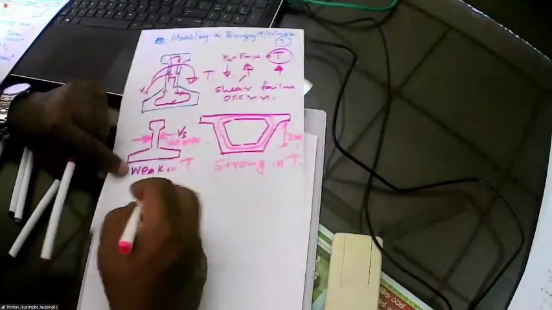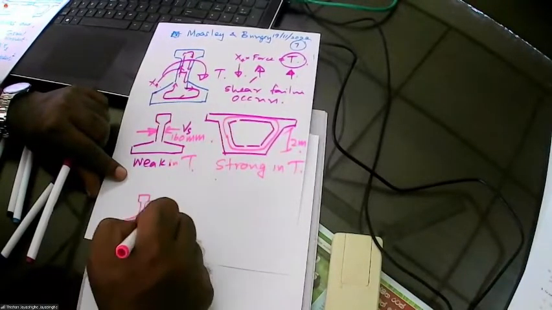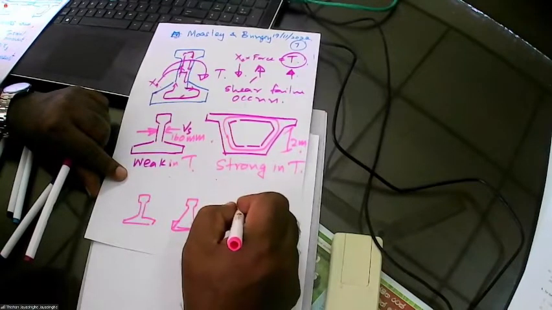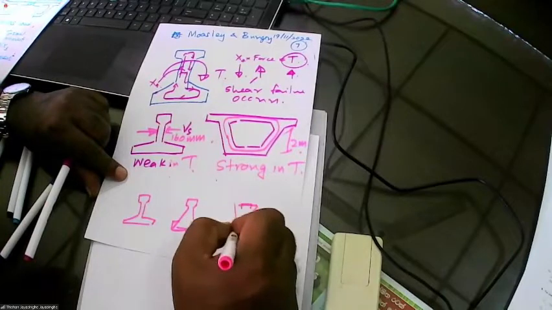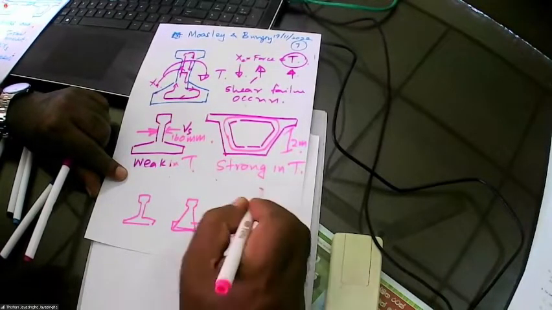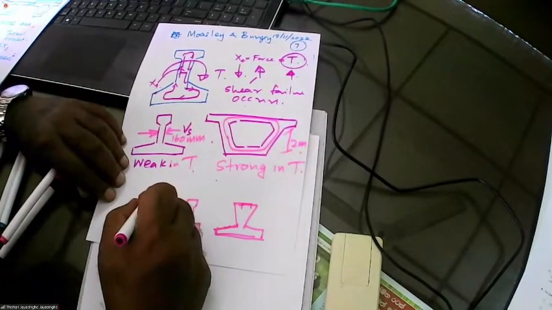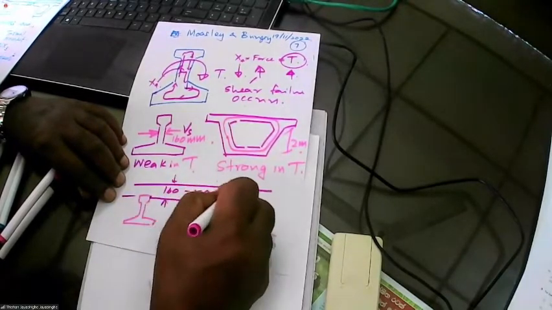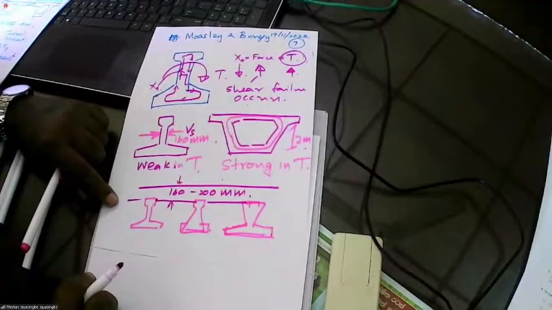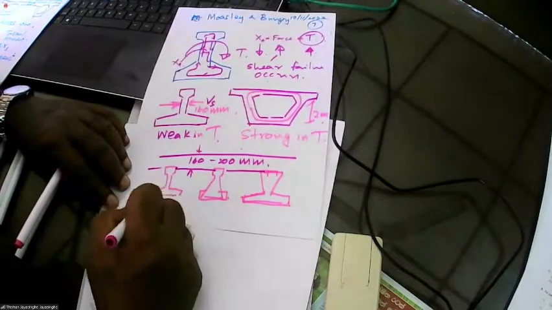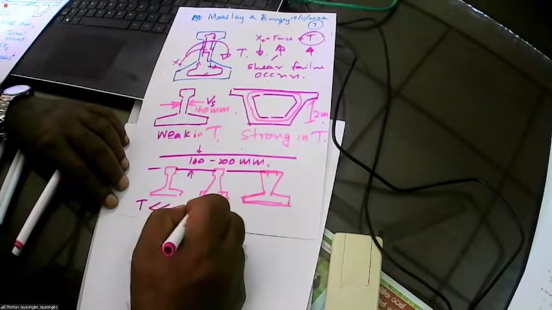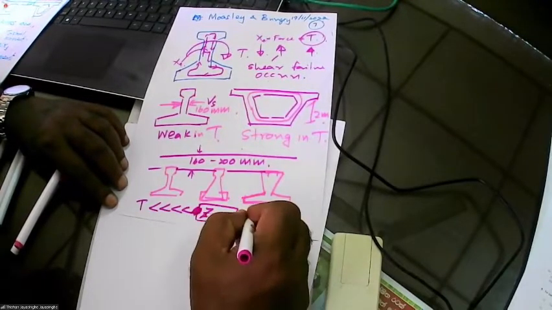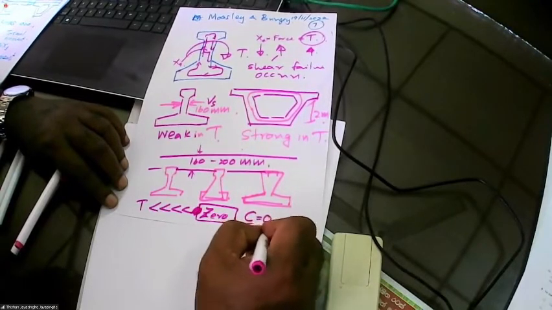Otherwise, if you have these sections, how are we going to do the design? Any of these sections can be there, and it can even be a section like this. There are so many different sections. Any of these can be the beam, but these are all torsionally very weak, and you have only a 160 to 200 millimeter slab. So all these are very weak in torsion. We consider that the torsional constant is very, very small and close to zero. Because it's very small, we say C is equal to zero, or a torsionless system.